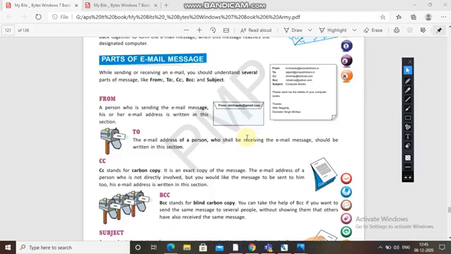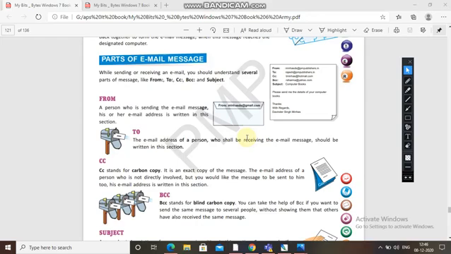So the first one is From. The person who is sending the email message, his or her email address is written in this section. Now then To, the email address of the person who shall be receiving the email message should be written in this section.